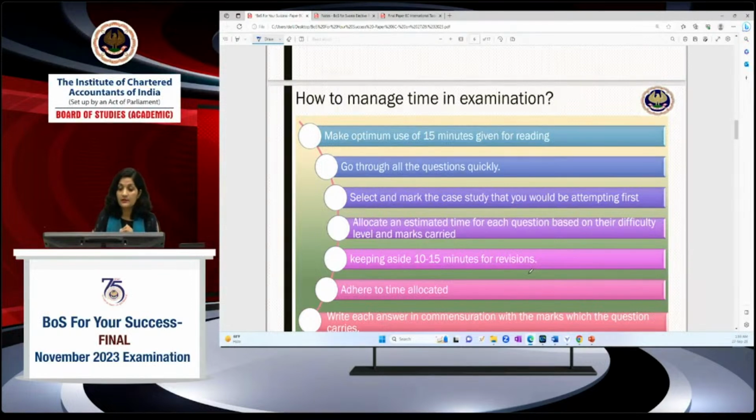Okay, so this is the thing which you have to be very careful about. You have to keep in mind while selecting the paper, while managing the time in your examination. Around 40 to 45 minutes you allot for each case study. 40 to 45 minutes for each case study.